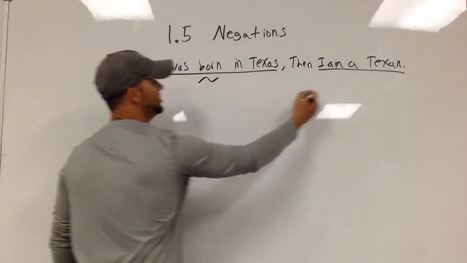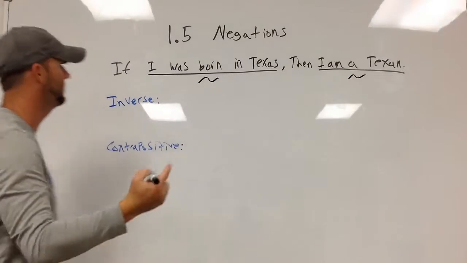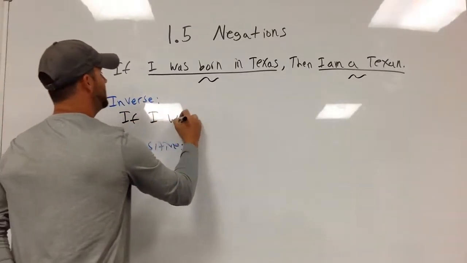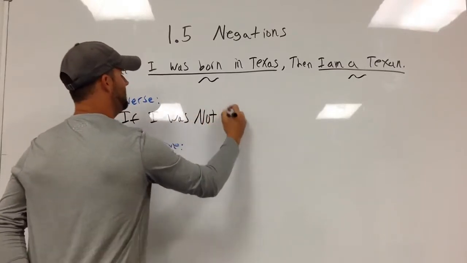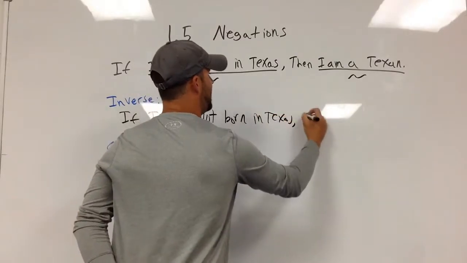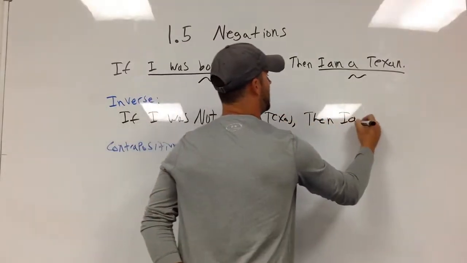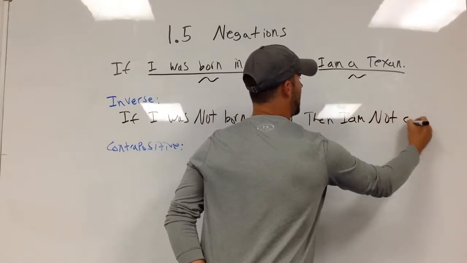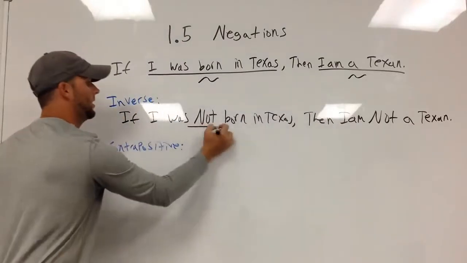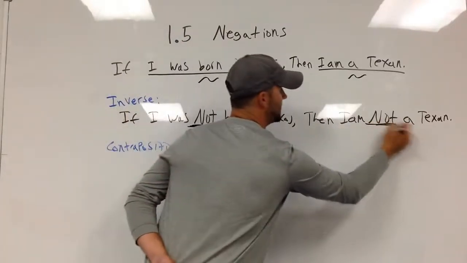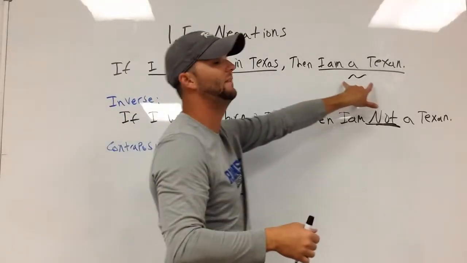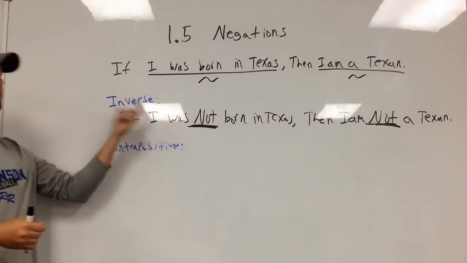And this is what the negation symbol looks like here. So here we go. Let's go ahead and do this. I would put, if I was not born in Texas, then I am not a Texan. It might be out of the screen, but if you look, the not is negating it. So when I negate both the hypothesis and the conclusion, I am doing the inverse.